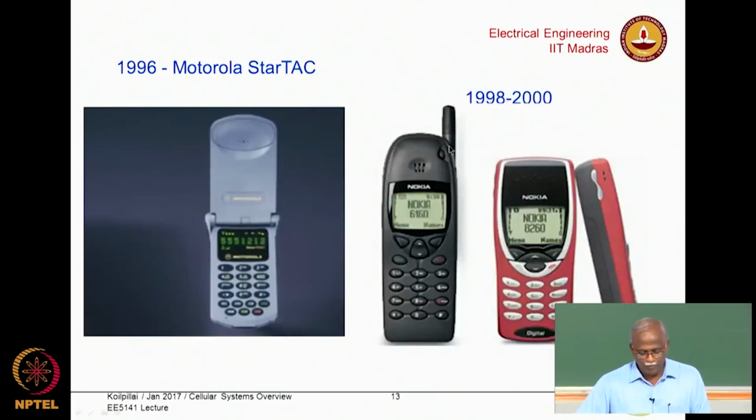Then Motorola came up with another variation called StarTAC, in which case, previously the mouthpiece was opening out, in this case, the earpiece was opening out. Again, very interesting designs. But probably the most widely sold phone in the early generations was a Nokia phone, 1998 to 2000. They came up with this phone.